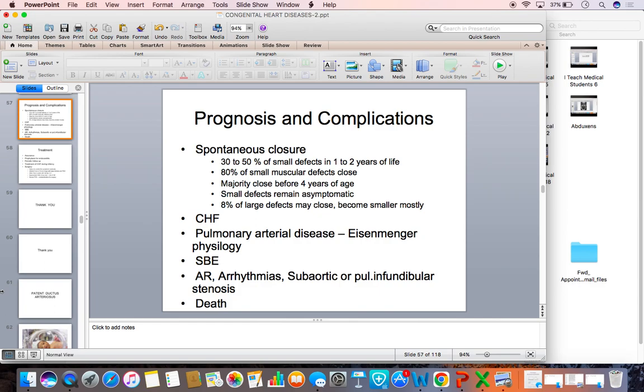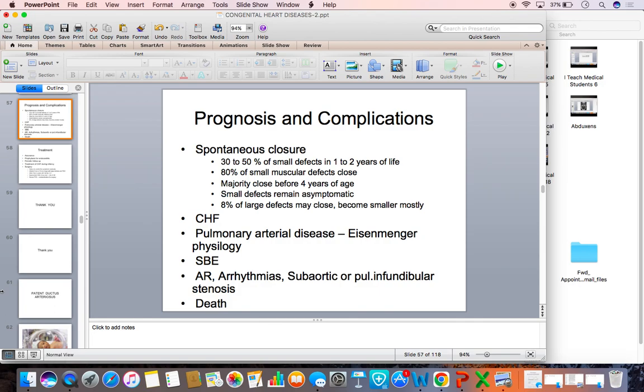Ventricular septal defect closes spontaneously in 30 to 50% of the small defects in a period of 1 to 2 years of life. Right? And 80% of the small muscular defects close. The majority close before 4 years of age. If they do not close by 4 years of age, they are not going to close at all. Small defects remain asymptomatic, and sometimes some of the large defects become smaller in the course of time.